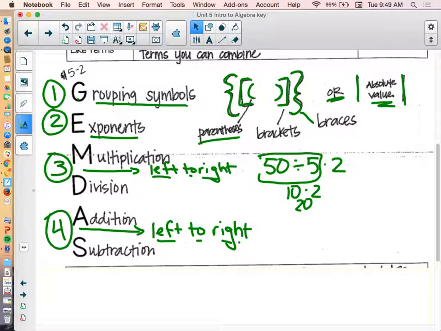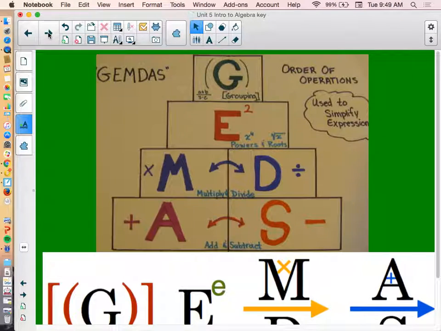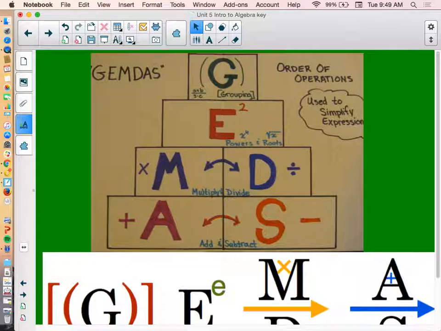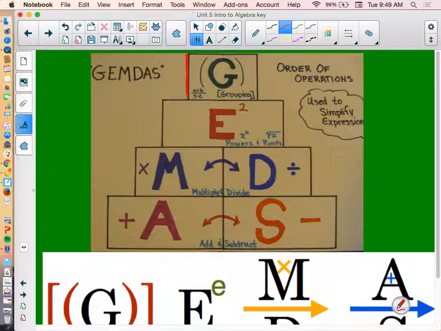I'm going to show you a couple of graphics. If you want to draw these pictures on your paper, you could. This one in particular is a little dark. I apologize for that, but I found it on the internet as just an easier way to remember that grouping symbols, those are going to come first, so it's the top block, and then exponents, anything with exponents or powers or roots, that's going to come next.